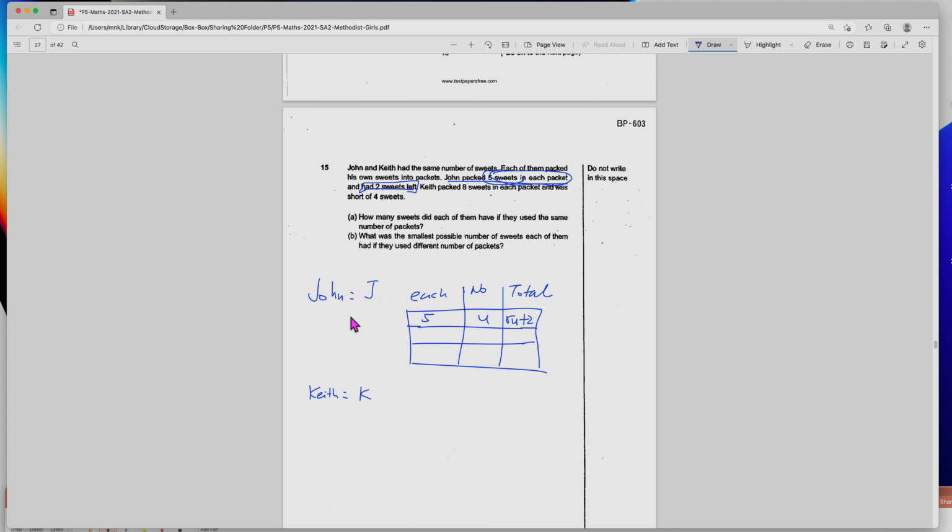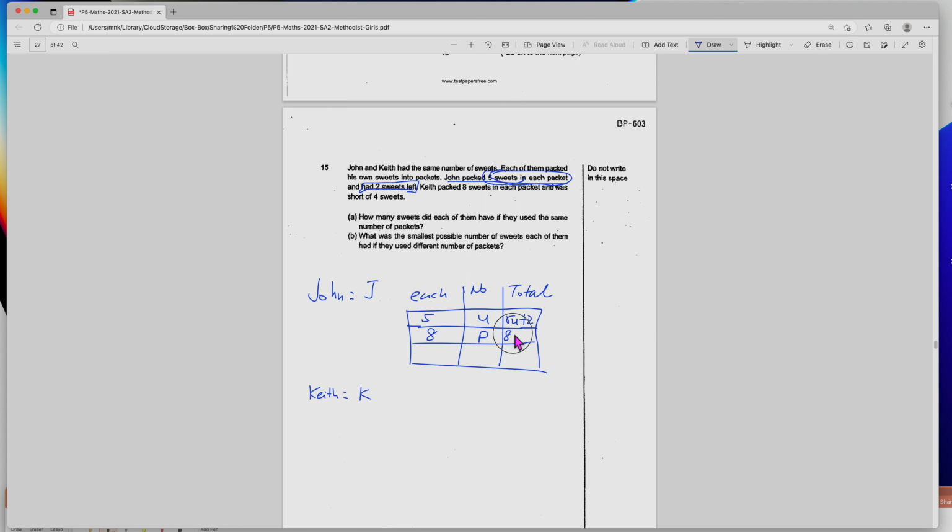Okay, this is John. And then for Keith, packed 8 sweets in each packet and short of 4. So this is 8 per packet, and then it will be short of 4, right? You don't know how many packets, but you can use another letter. Maybe you can use P.